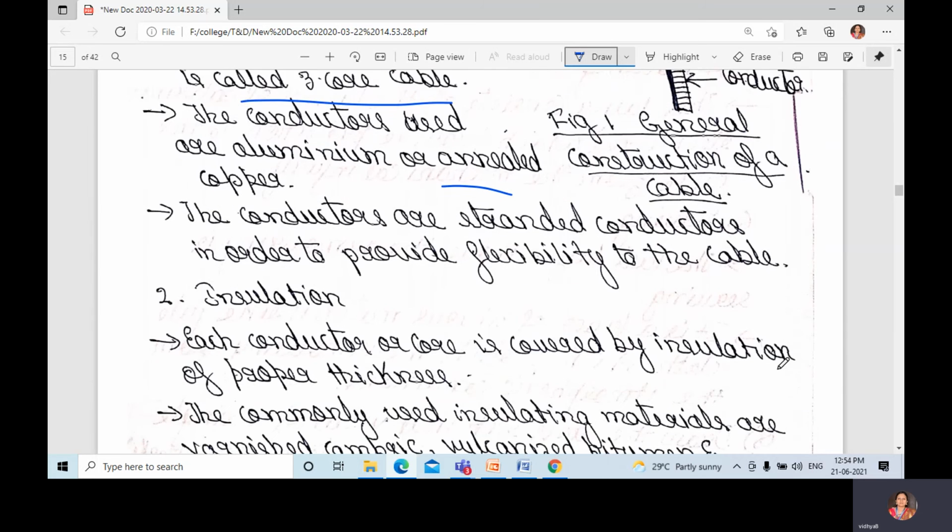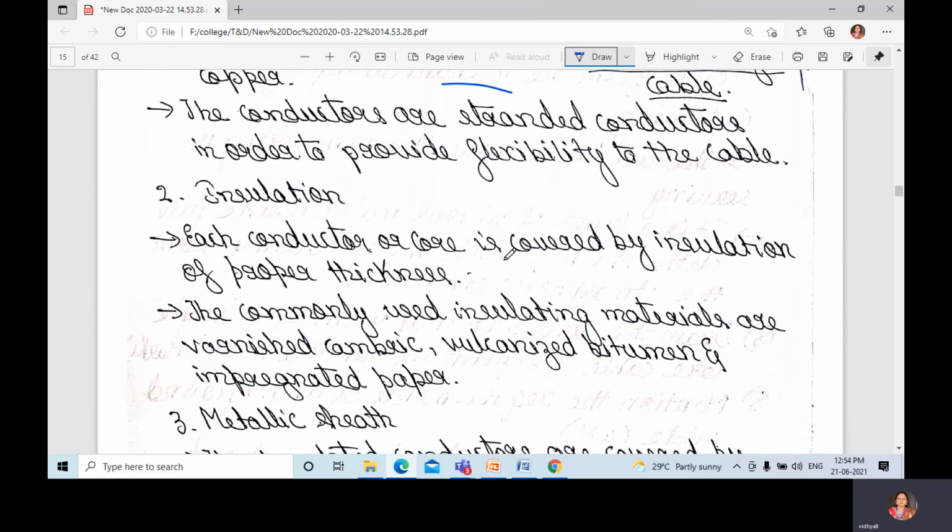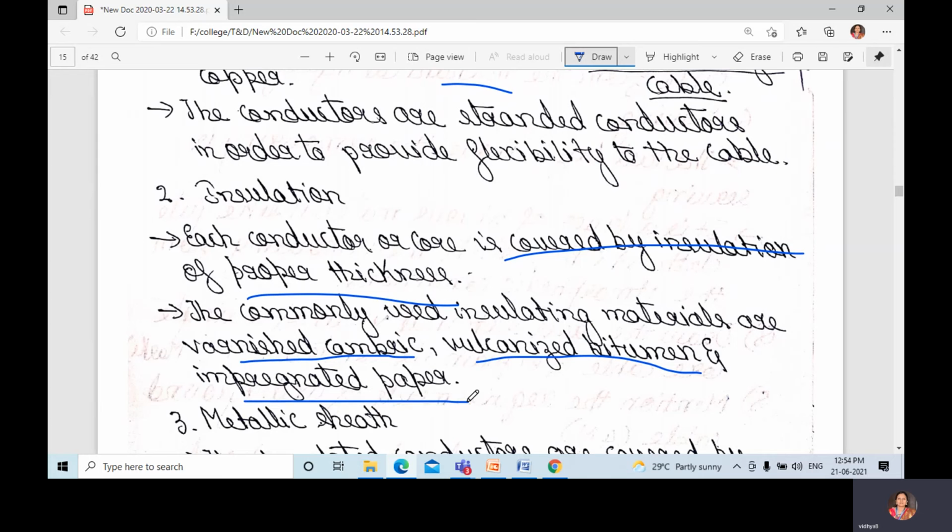Next is insulation. Each conductor or core is covered by insulation of proper thickness. The very commonly used insulating materials are varnished cambric, vulcanized bitumen and impregnated paper. For every conductor, they give insulation of proper thickness.